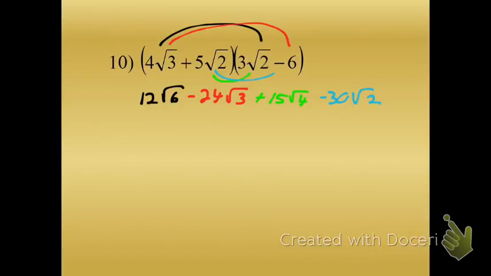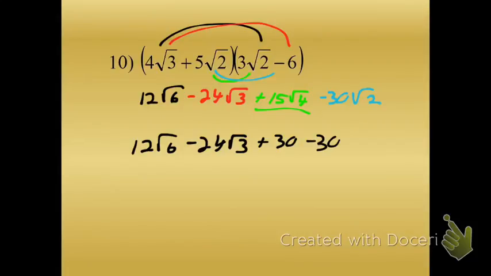So you FOIL them out, you go through, you look at them all, and then you notice something about that green term right there. Hopefully you can see that it's going to end up being 12 square root of 6 minus 24 square root of 3. The square root of 4 is 2. So 15 times 2 gives you 30. Minus 30 square root of 2. Now, just like normal, if there were any like terms in there, you would combine those after that, but there aren't. You have the radical of 6, 3, and 2, so there's no like terms to go.